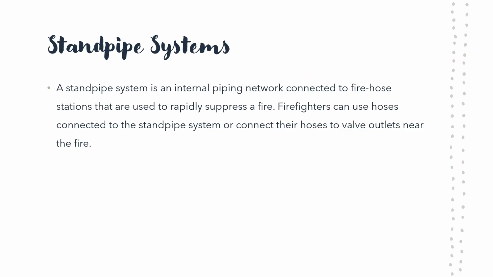A standpipe system is an internal piping network connected to fire hose stations that are used to rapidly suppress a fire. Firefighters can use hoses connected to the standpipe system or connect those hoses to valve outlets near the fire.